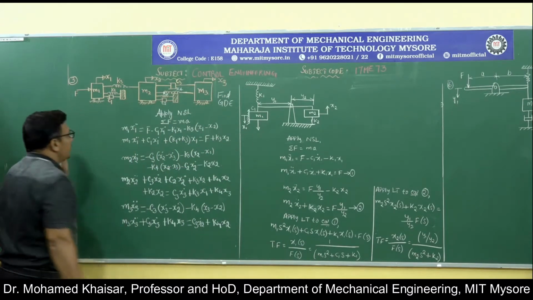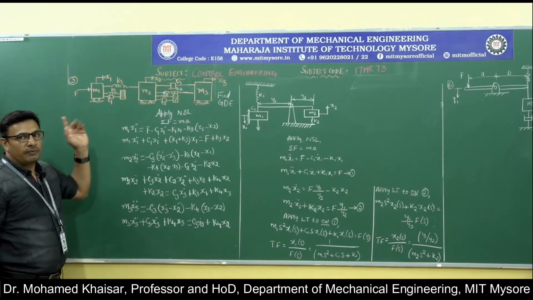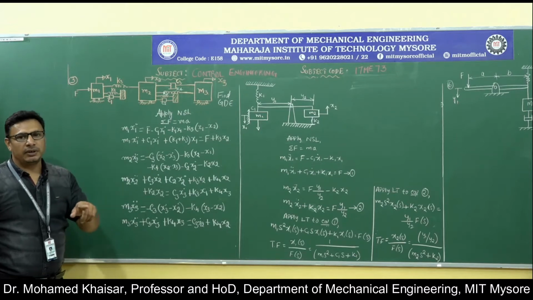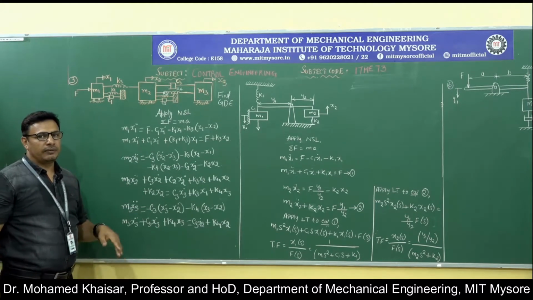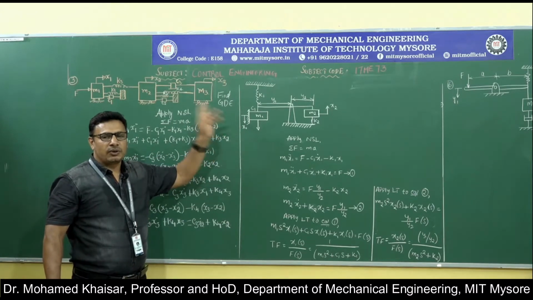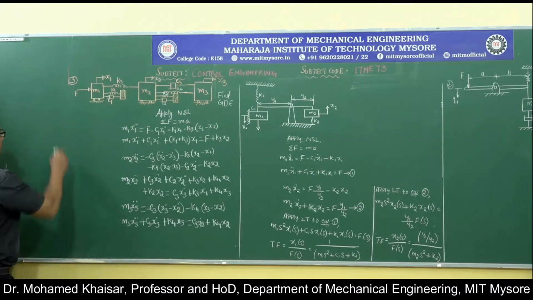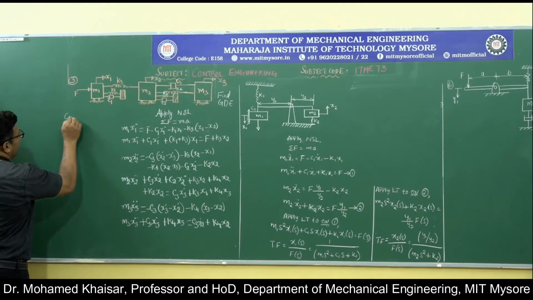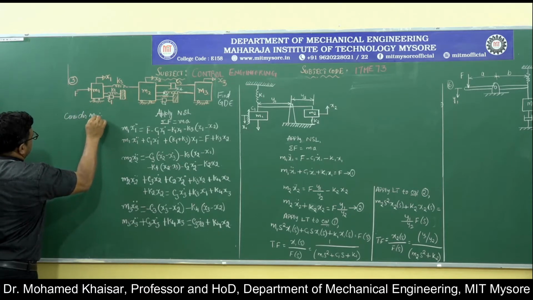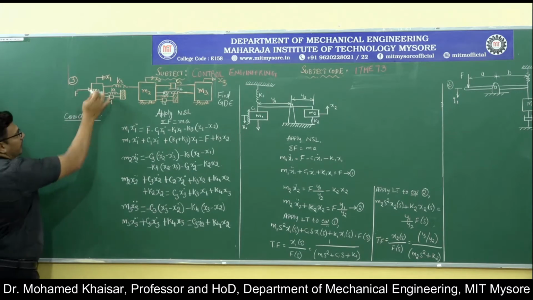Now, as we have done in the previous problem, we have to consider one mass at a time, write the functional block diagram, then apply Newton's second law and find the governing differential equation, because in this problem we have been asked to find only the governing differential equation. So consider mass m1.